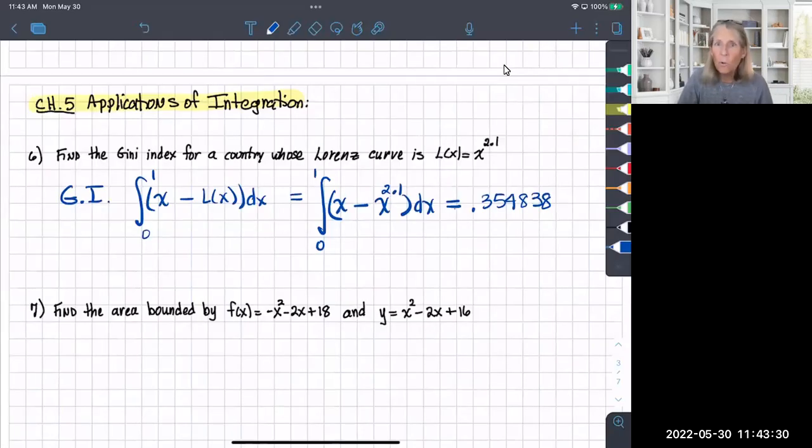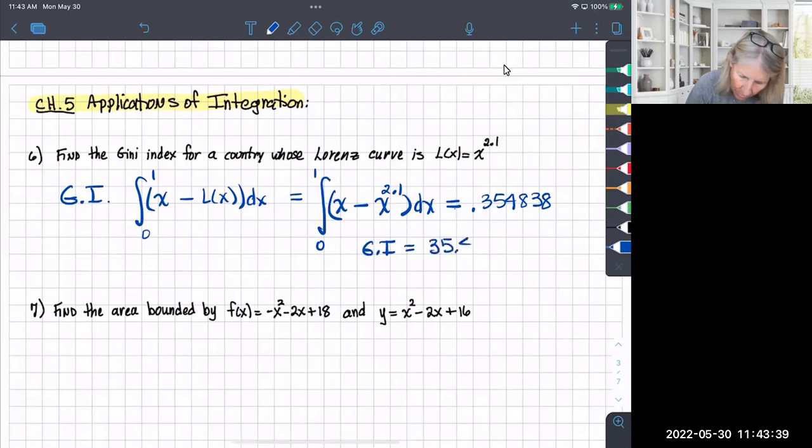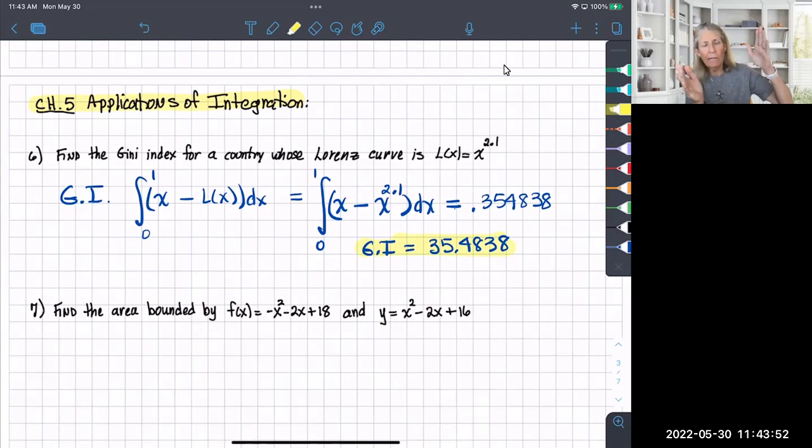Okay, so you get a decimal and then your Gini index is as a percent. So my Gini index is going to be 35.4838. So that's a measure of income equality. Now, the closer to zero, the smaller your number is, the closer to equality you are, right? Because remember, the measure of the area, the bigger the area, the bigger the inequity is. Okay, so again, that's just plugging in a formula and then giving the answer.